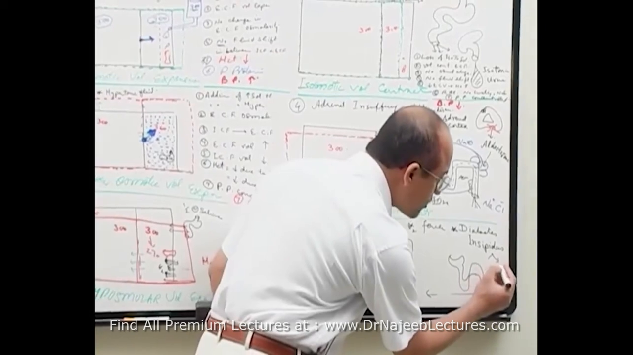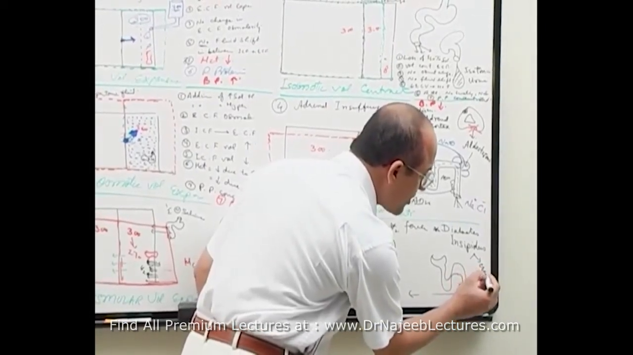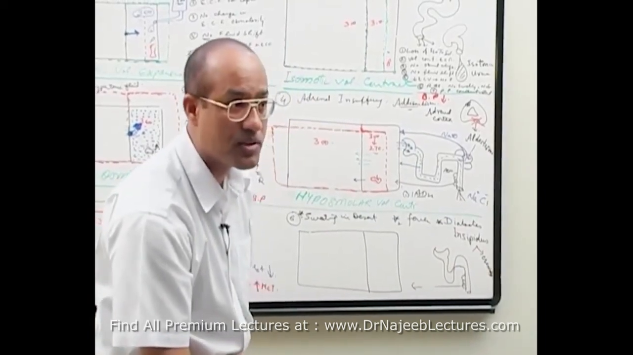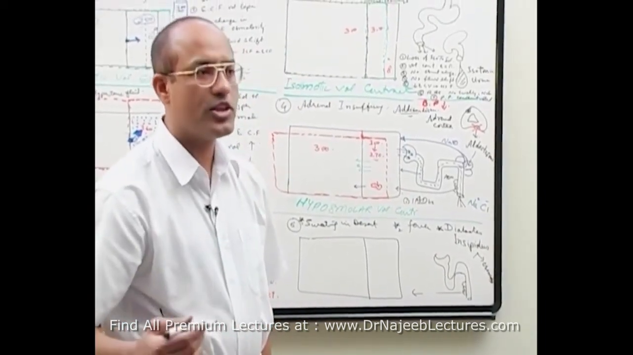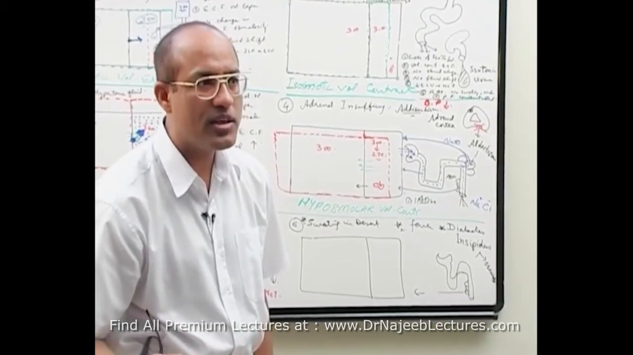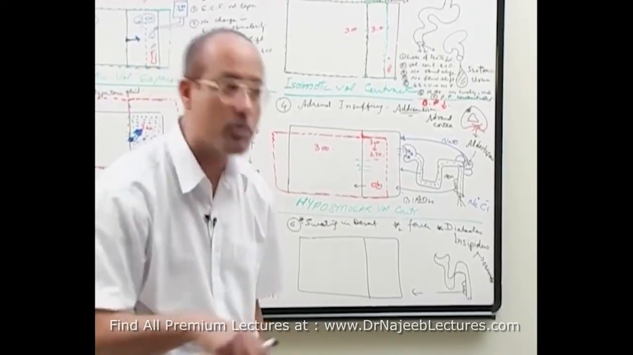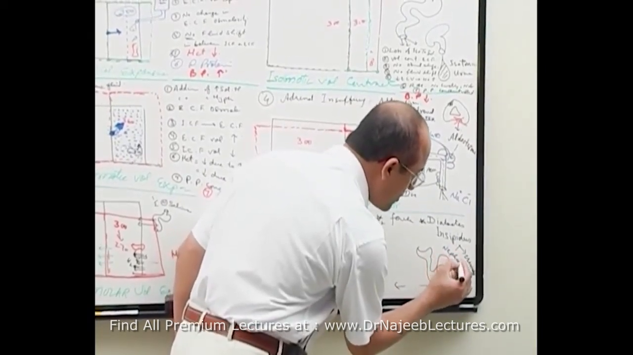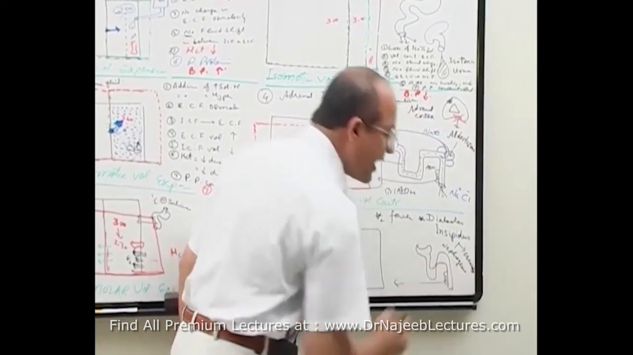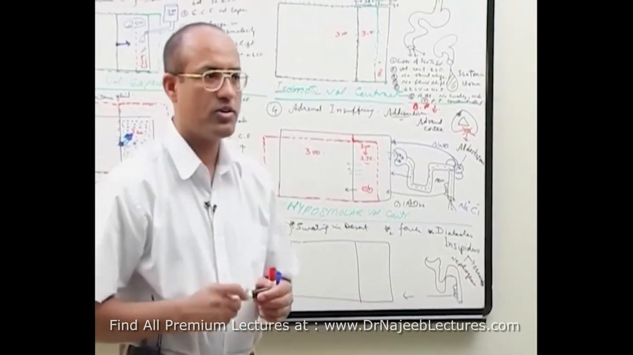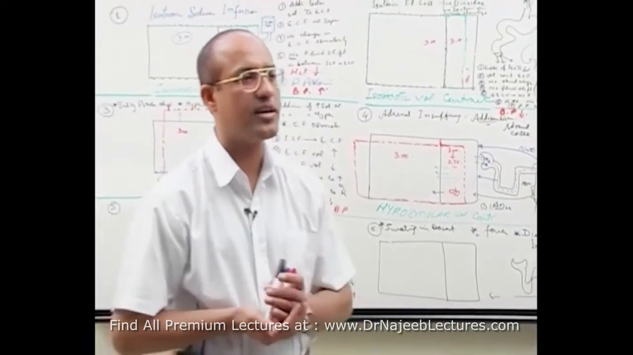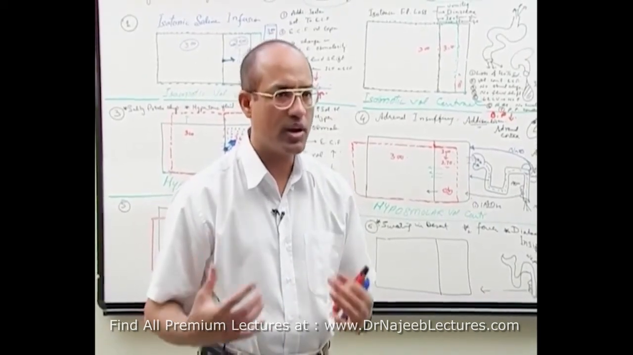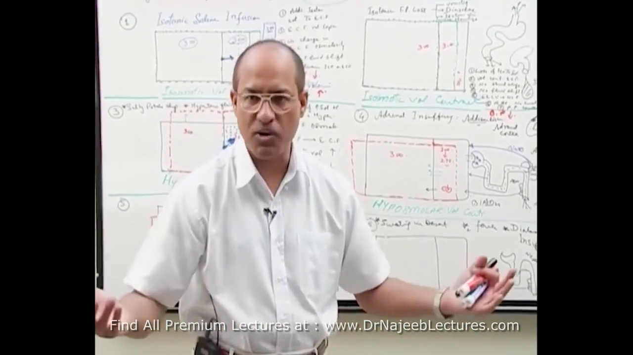So if there is no ADH, we call it cranial diabetes insipidus. And if ADH is there, but the kidney nephrons are not responding to ADH, we call it nephrogenic diabetes insipidus. So there are three conditions I'm mentioning in which you are losing hypotonic water out of the body.